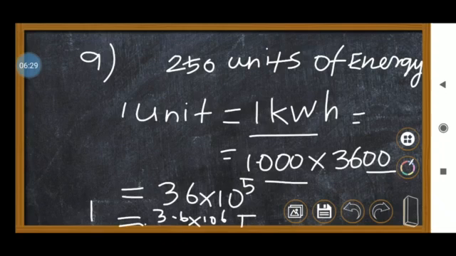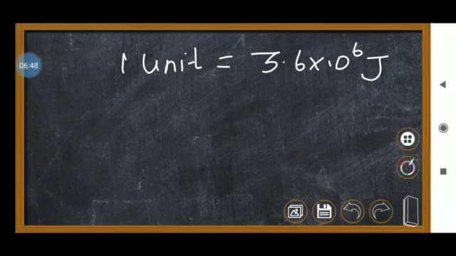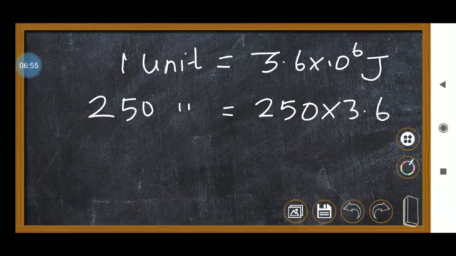So 1 unit of energy, that means 1 kilowatt hour, in terms of joule means 3.6 into 10 to the power 6 joule. That means for 250 units, since 1 unit equals 3.6 into 10 power 6 joule, we simply have to multiply. So 250 into 3.6 into 10 power 6. You have to multiply this value.